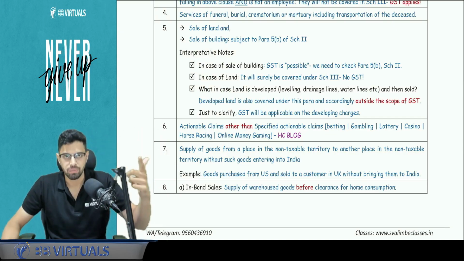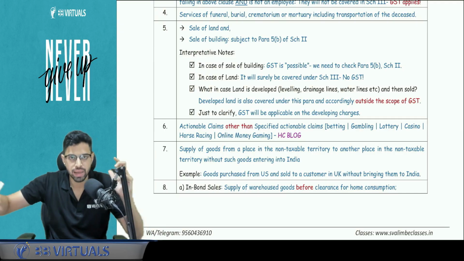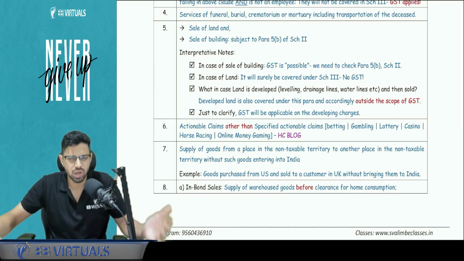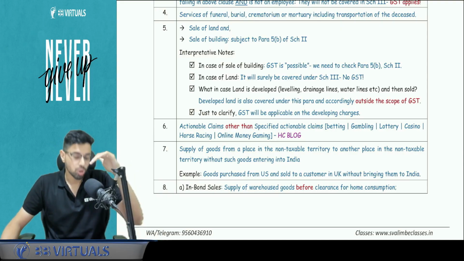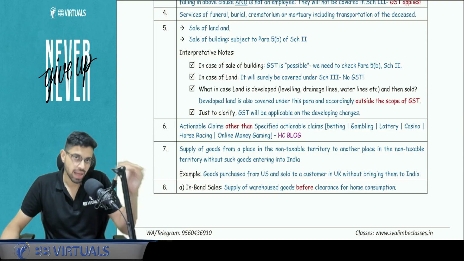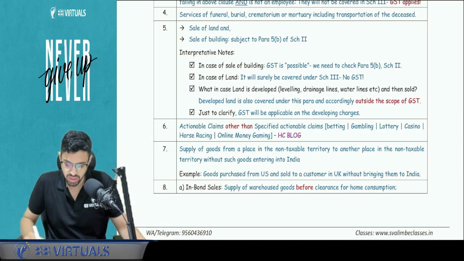What if the land is developed, pipeline is laid down, soil tilling is done, some process is done on the land, does not matter. A developed land is still outside the scope of GST. Although on a side note, the development charges that I am paying to the vendor, that is under the scope of GST.